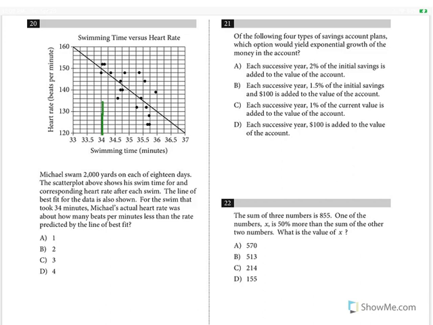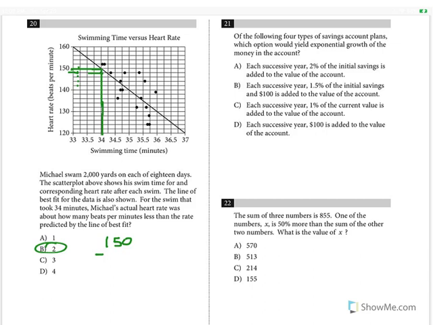So we see the prediction by the line of best fit at 34 minutes was 150. So 150 minus his actual, which is that one right there. Reading the graph, that's 140. So 2, 4, 6, 8, 10, which means each block vertically is 2. So that is a difference of 2 units, 2 beats per minute less, okay.